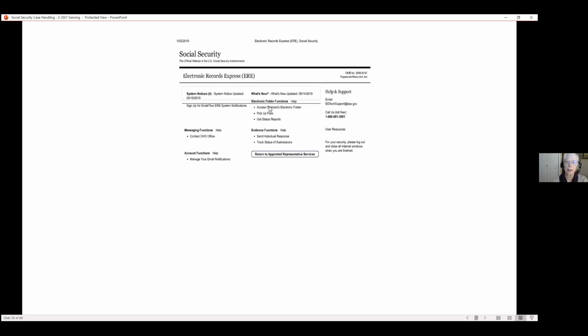So you can select one of those. You're going to access the client's electronic folder if you're going to submit your electronic evidence, or you just want to look at it for whatever reason. If you've asked them to download what's already in the file, then they'll send you an email and say it's ready to pick up the whole file. And you can select whatever you want in the file, and then you hit pick up files, and you can go there and pick it up.